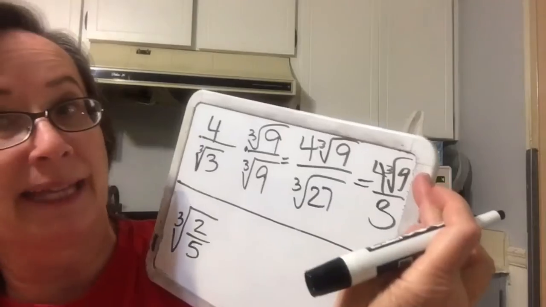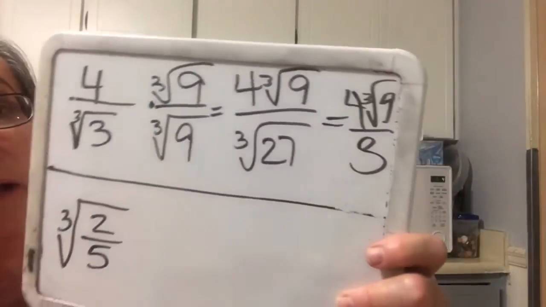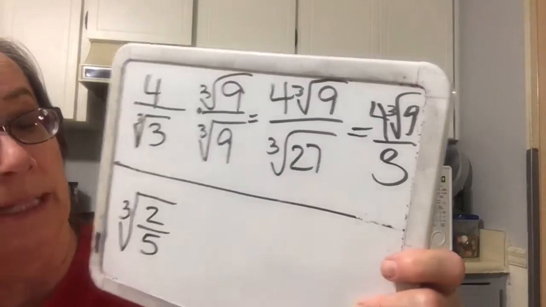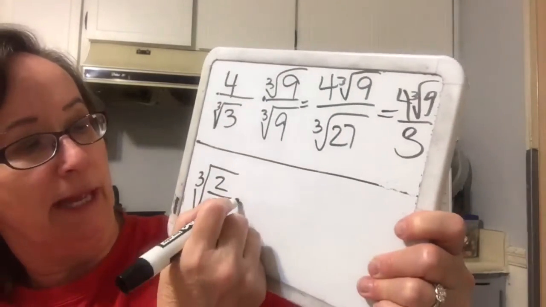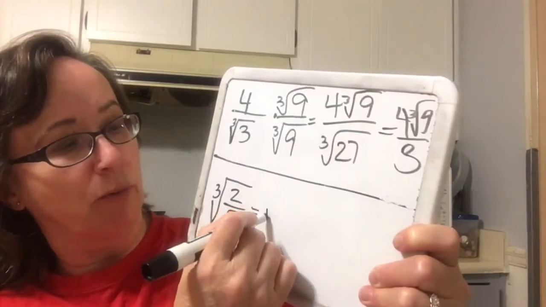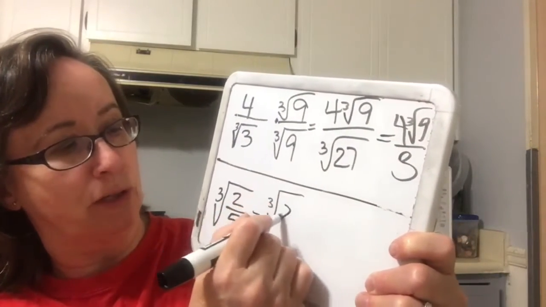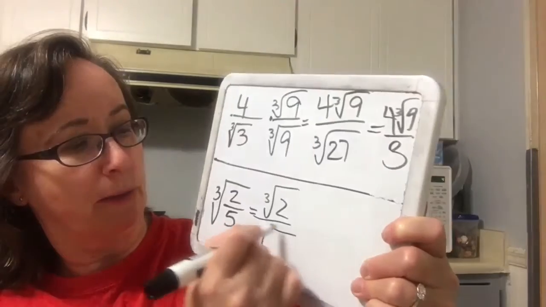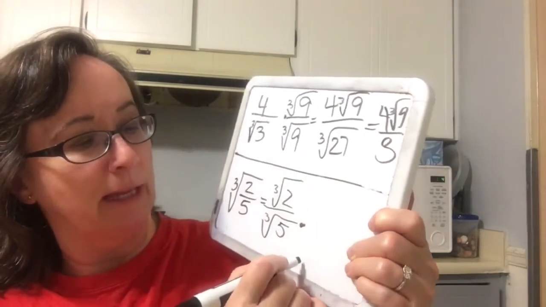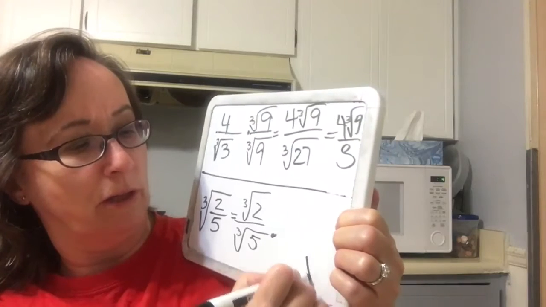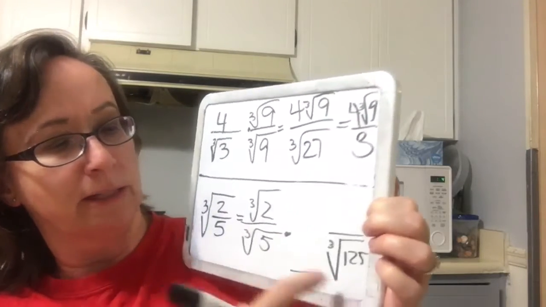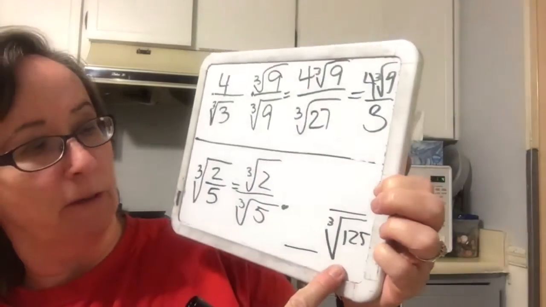Now remember, something inside the radical cannot cancel with something outside the radical, so that is as simple as it will get. Okay, down here, I'm going to go ahead and break this up using my quotient rule. So cubic root of 2 over cubic root of 5. We're going to multiply by something to get to the cubic root of 125. So this is my goal because it's a perfect cube.